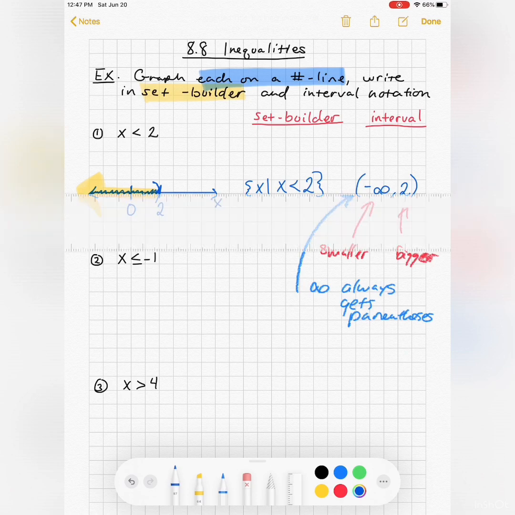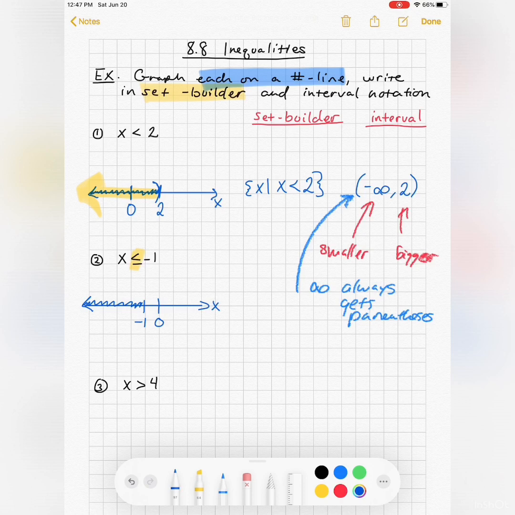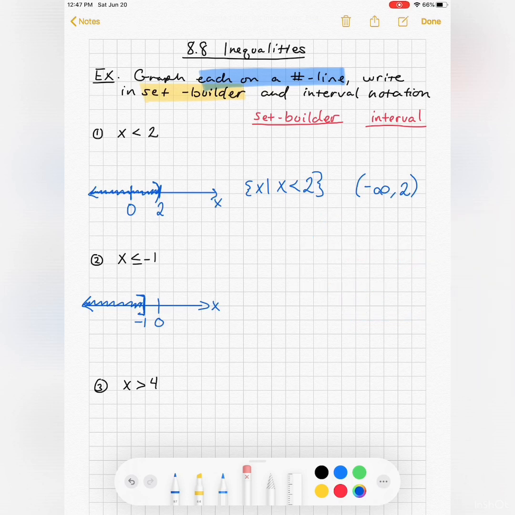Okay, shall we try another one here? Okay, here's -1. X is less than or equal, so I shade this way. Now remember, if it's an or equal, it gets a bracket. Then let me try writing in these other notations. So I say the set of all the x's where x is less than or equal to -1. Starting on the left, I go from negative infinity to -1. Infinities always get a parentheses. This one includes -1, so I use the bracket.